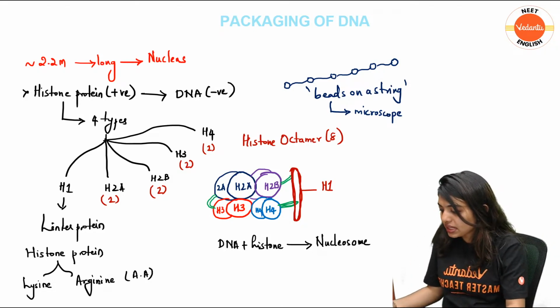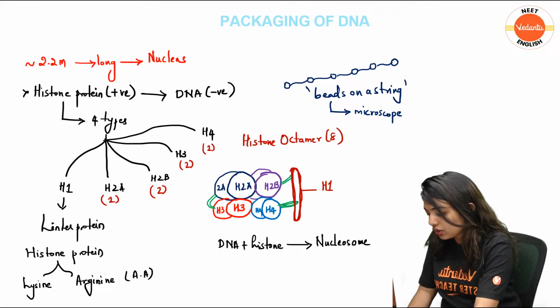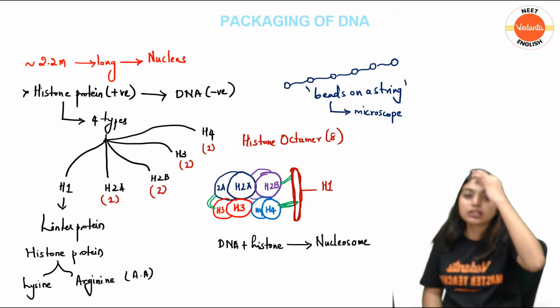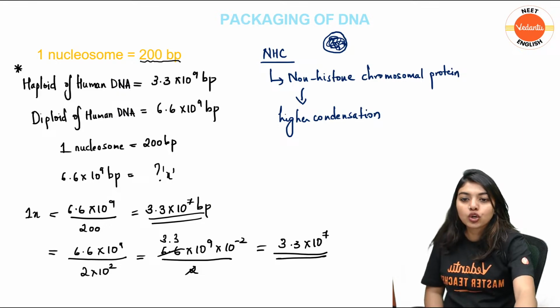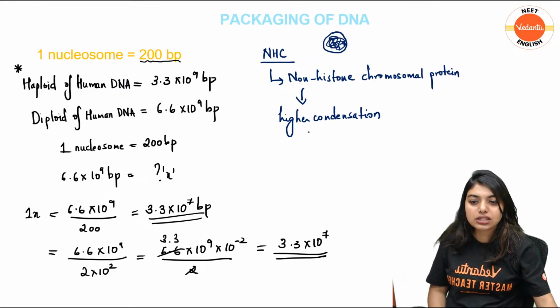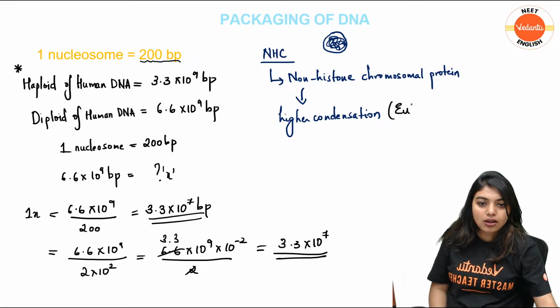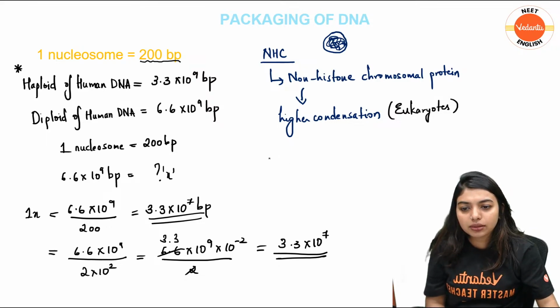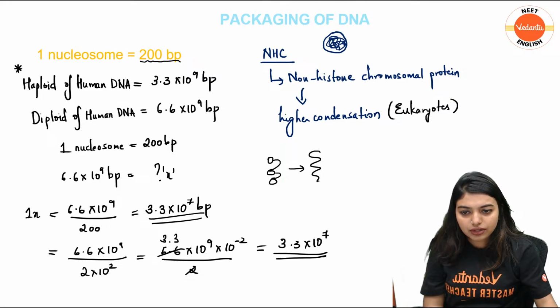Yes or no? Did we miss anything? No, right? We understood the entire packaging of DNA, and we also understood how it forms the chromosome at the end. Then we also understood non-histone chromosomal protein, which will be used especially in your eukaryotes, for higher binding. So first it will be like this structure, beads on a string and all this, and then later condensation will happen. That condensation will again happen to form your chromosome. That's all. This is the structure.